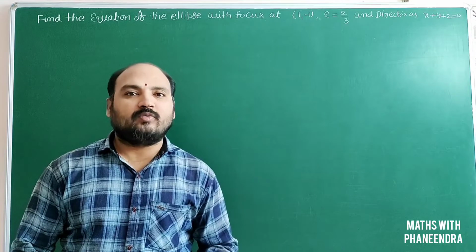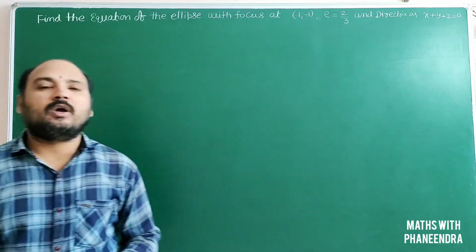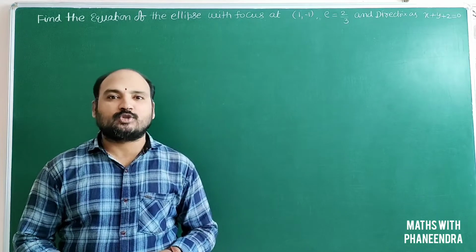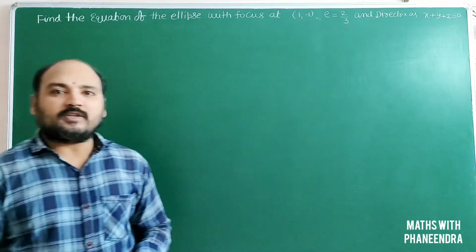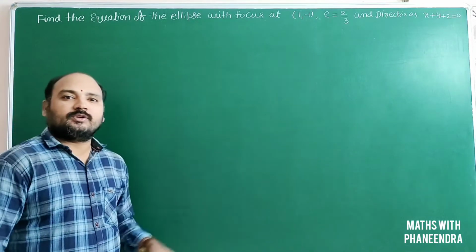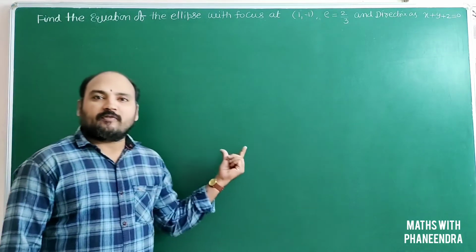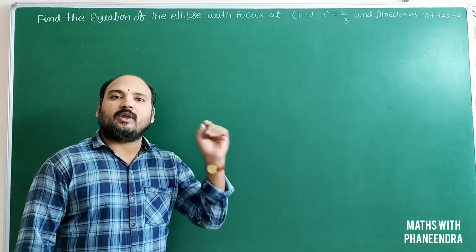In this video, we are going to discuss ellipse short answer type questions in intermediate mathematics 2B. So let us have a discussion. The first question is based on the conic definition, SP by PM equal to E.